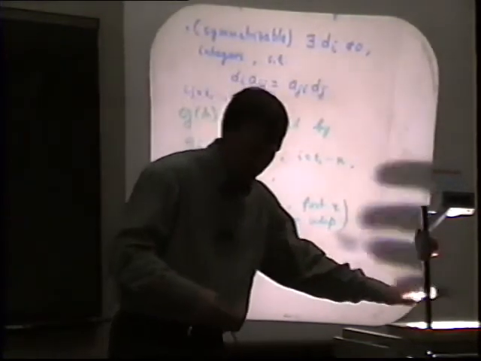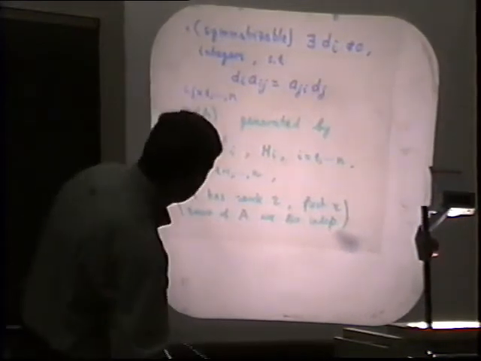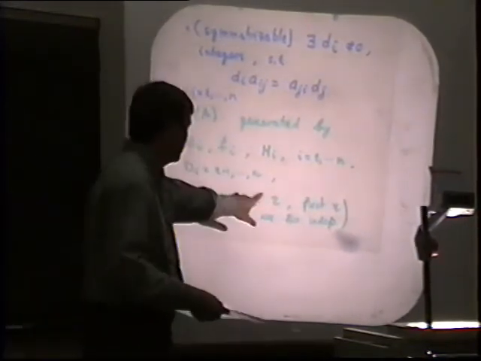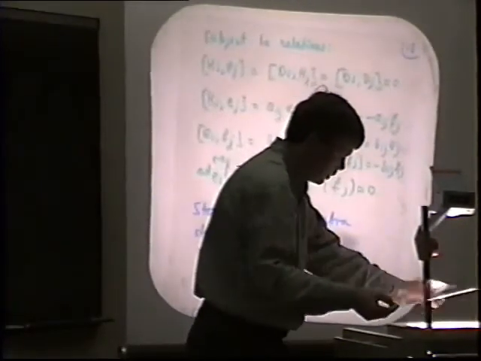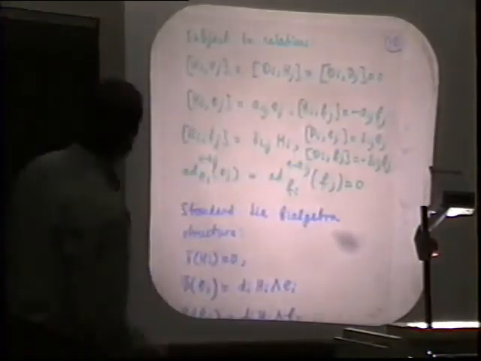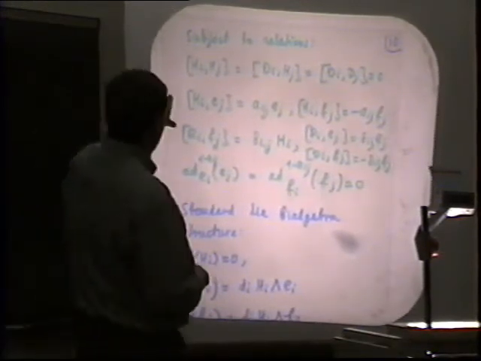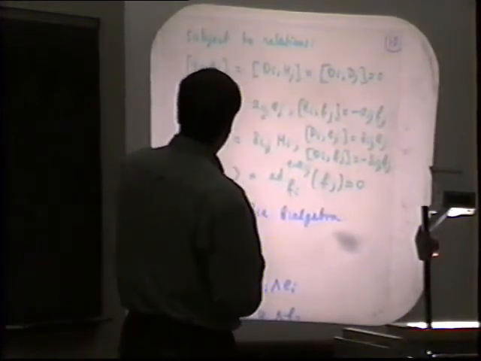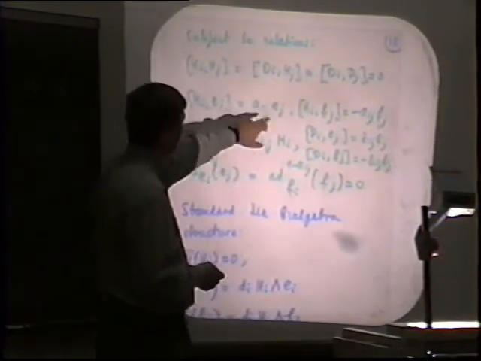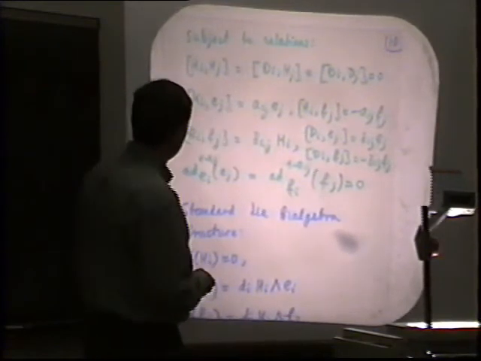Just the way I will write these relations, I assume that, say, the first R rows of A are linearly independent. This is not necessary to assume, but it's just for notation. The Lie algebra is generated by those elements subject to these relations. The H and D elements commute between themselves. Then the H elements bracket with E are given by these formulas.